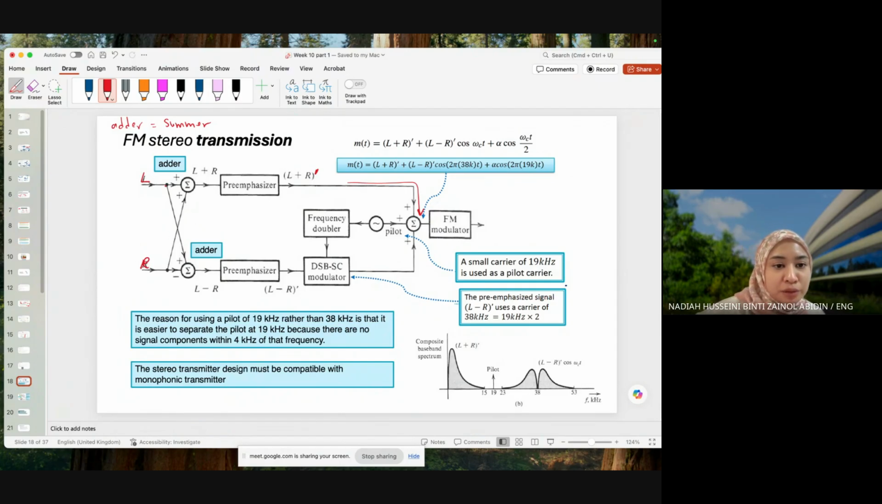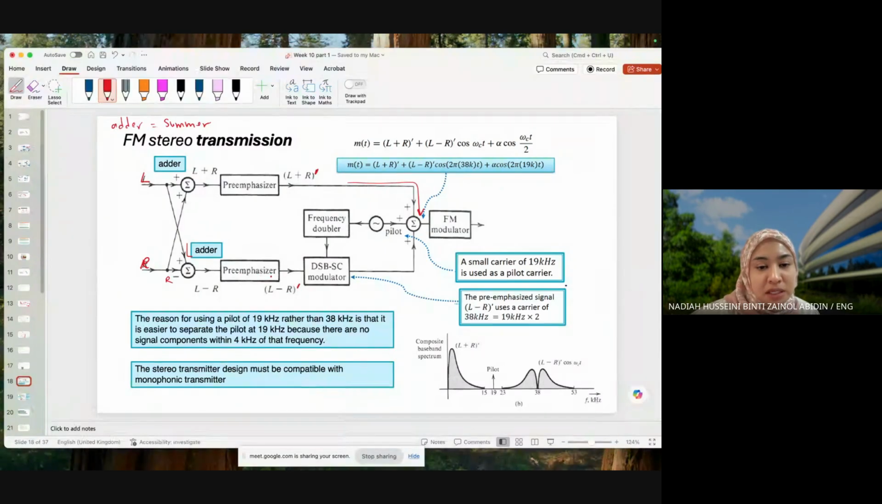Now let's move on to this adder. We have two adders here. One adder is L plus R and the other one is L minus R. So L over here is L and this guy is R. L minus R goes through the adder circuit, and again, it is pre-emphasized. To denote the difference, we note this with an apostrophe as well.